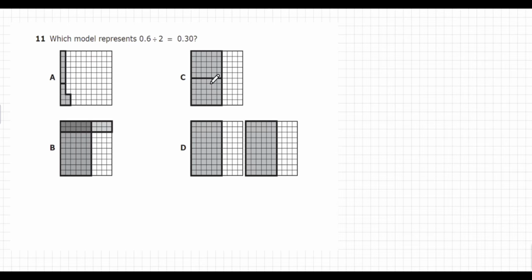Which model represents 0.62 per square 0.30? Option C has 60 shaded squares representing a value of 0.6 divided by 2, hence C is the correct answer.